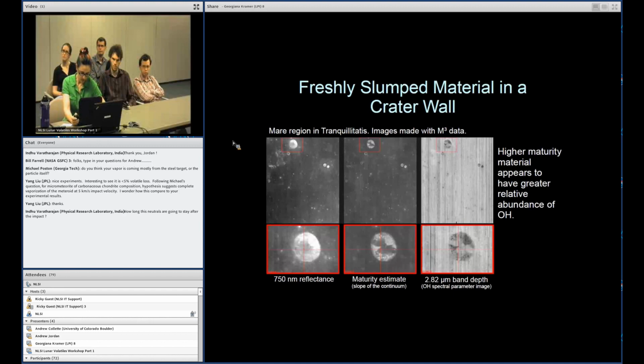The higher maturity material appears to have a greater relative abundance of hydroxyl. If you look in the maturity parameter image, we can see that there have been recent debris slides on some parts of the crater wall. In the hydroxyl parameter image, we see that these locations where recent slides have occurred correspond with relatively lower hydroxyl abundance.